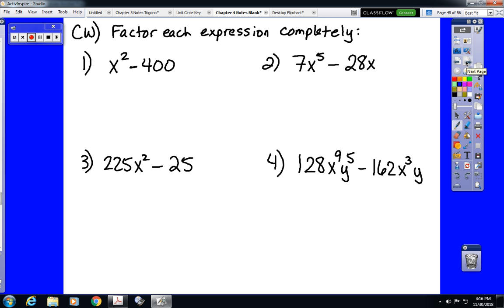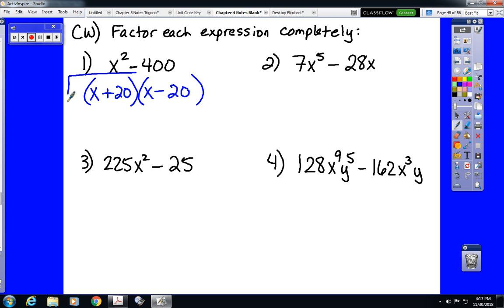Okay, so here's a couple more. We're just going to burn through these really fast because they're the same thing we just did on the previous page. First one does not have a GCF, so we factor the difference of two perfect squares. Again, the square root of x squared is x. One's a plus, one's a minus. The square root of 400 is 20. And that problem is complete.